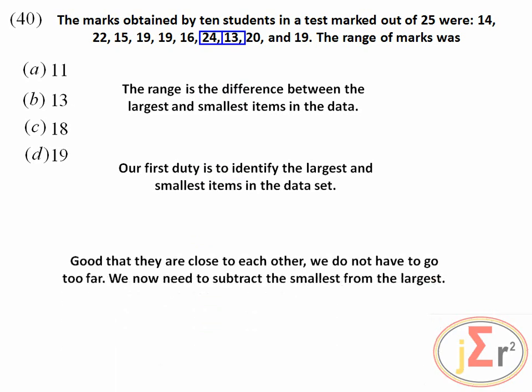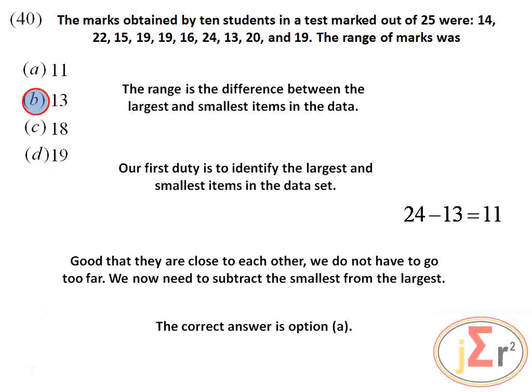Good that they are close to each other. We do not have to go too far. We now need to subtract the smallest from the largest, and that will give us the range. 24 minus 13 is equal to 11. The range is therefore 11. The correct answer is option A.